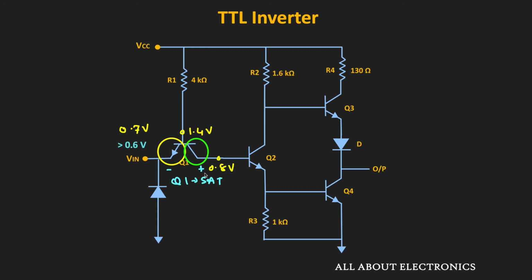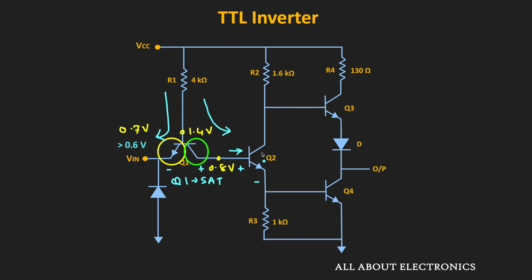So we can say that when the voltage at the input is more than 0.6 volt, then the voltage at the base of the Q2 will be slightly more than 0.7 volt. And due to that, this base emitter junction of the Q2 will get forward biased. As it gets forward biased, the current will start flowing through the base of the Q2. Earlier, when the input was less than 0.6 volt, the majority of the current was flowing into the input side via this R1. But now, some of the current will get diverted towards the base of the Q2.